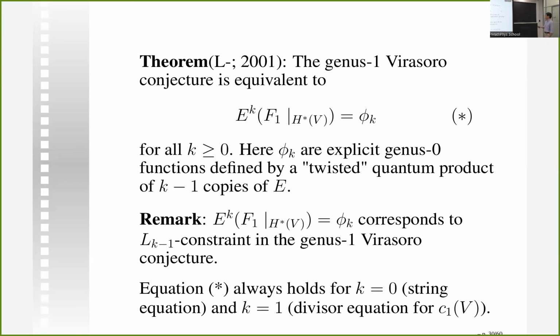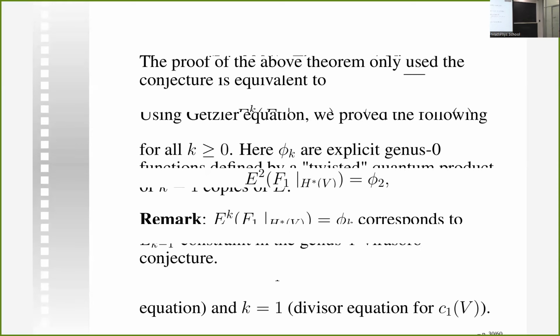Then this equation, E^k identified with phi_k, actually corresponds to the L_{k-1} constraint in the genus one Virasoro conjecture. And as before, we know that this equation is always correct when k equals zero, which just comes from the string equation, and k equals one, which comes from the divisor equation.